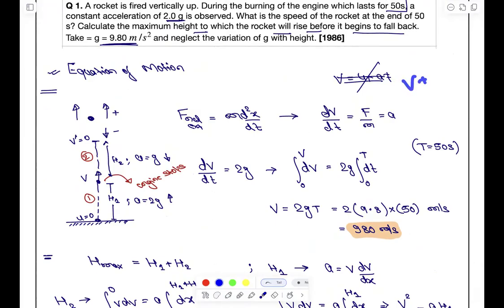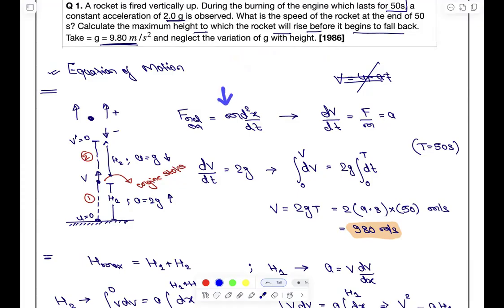V = U + AT. Can we use it? Yes, you can use it when you are in any objective type examination, because it is coming from this only. For a constant acceleration, you write these formulas, but we don't have to write the shortcut formula. We have to get it from the main equation or main law.